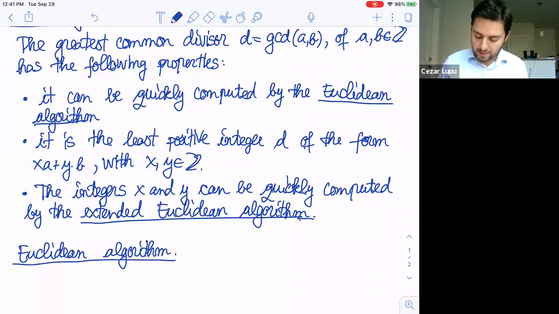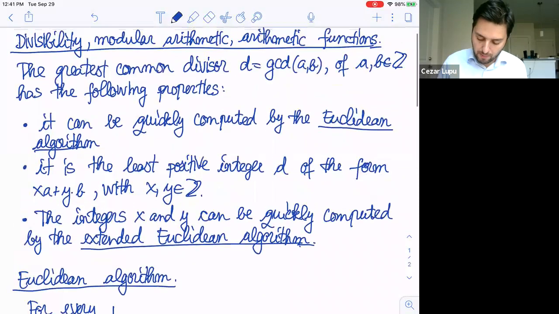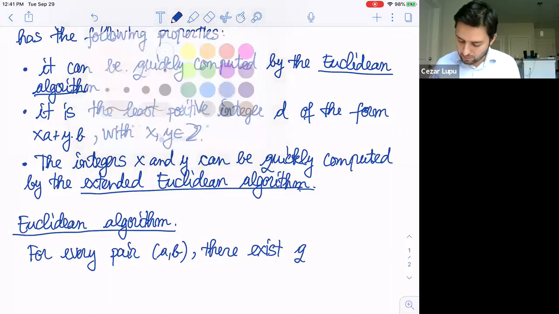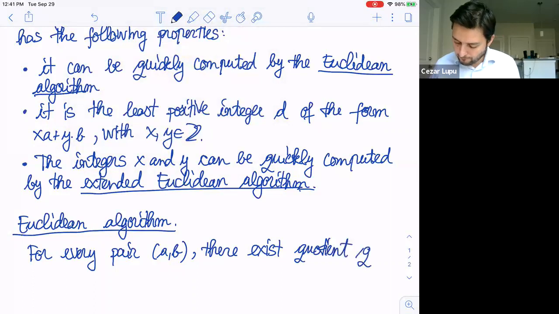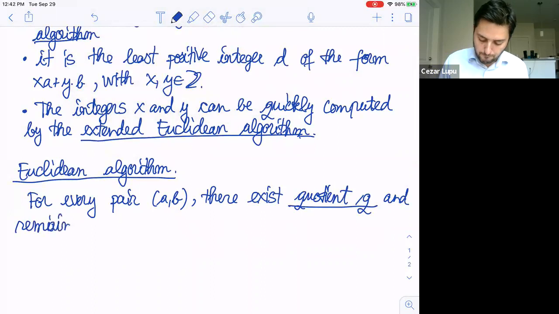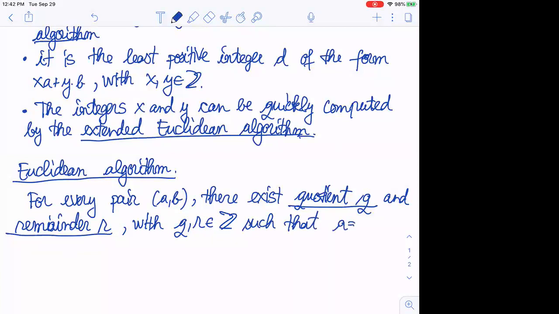All right, so now let me explain the Euclidean algorithm. Basically it says that for every pair A and B of integers, there exist a quotient Q and a remainder R, with these two numbers Q and R in Z, such that A is equal to, is that a Q or a G?